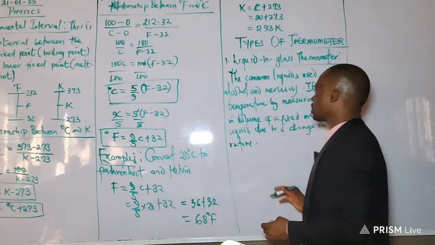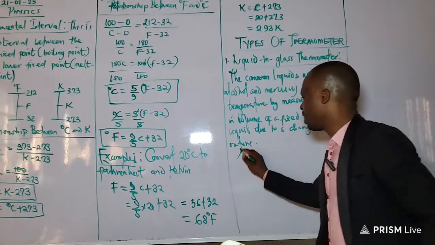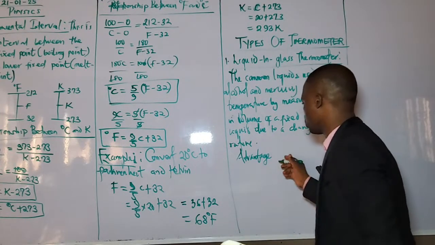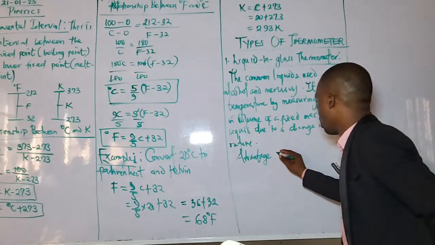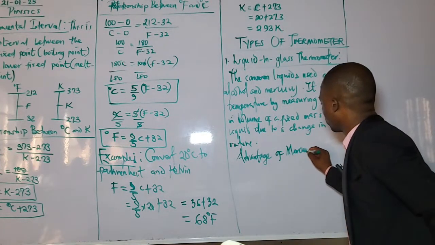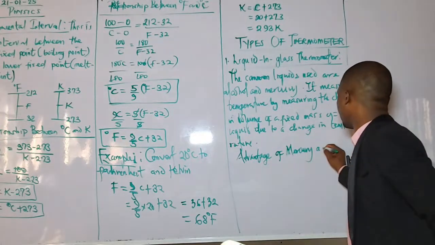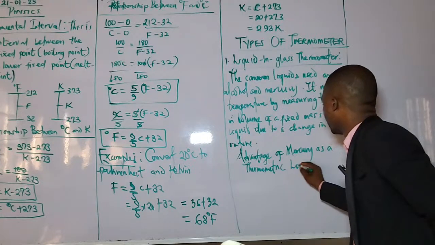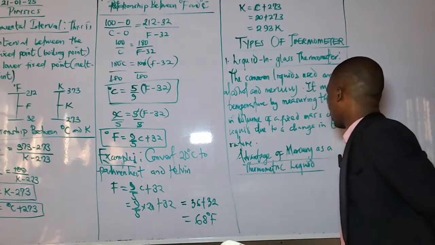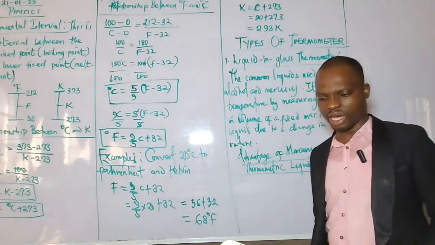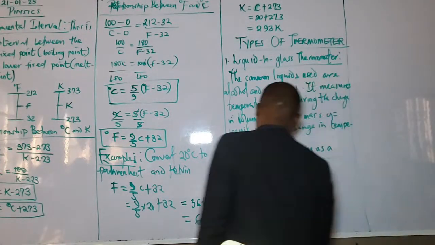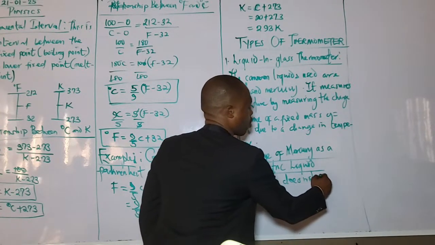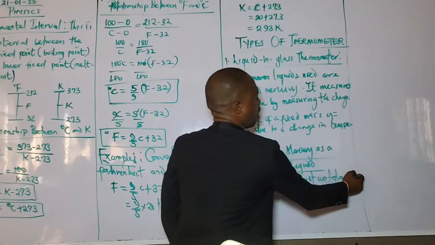Now, we have talked about the two liquids that are used. Let's look at advantages. Why is alcohol used and why is mercury used? Which one has more advantage than the other? Advantage of mercury as a thermometric liquid. Number one advantage of mercury is that mercury does not wet glass.